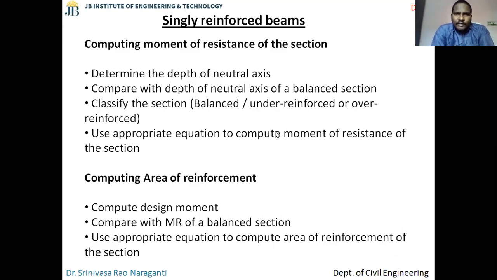If it is the first case, an analysis problem where you are asked to find out only the moment of resistance of the given rectangular beam, then here are the steps, guys. First, we find out the depth of neutral axis of the given section, the XU value. Then we compare that with the depth of neutral axis of a balanced section. Based on these two, we classify what kind of section it is. Then we go to page number 96 of IS 456-2000 and use the appropriate equation to find out the moment of resistance. These are the simple steps to find out the moment of resistance of singly reinforced beams.